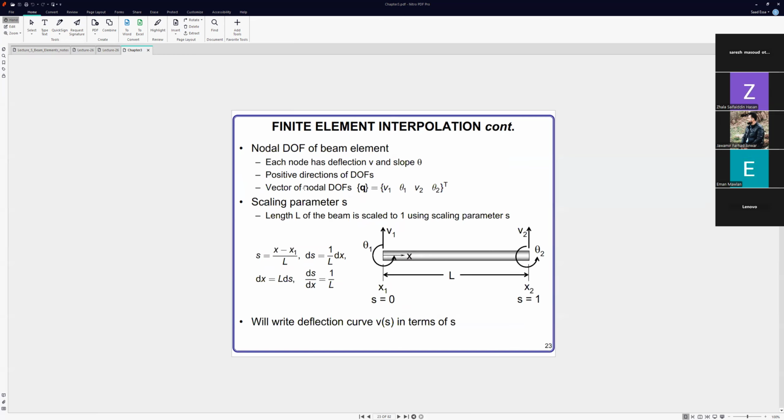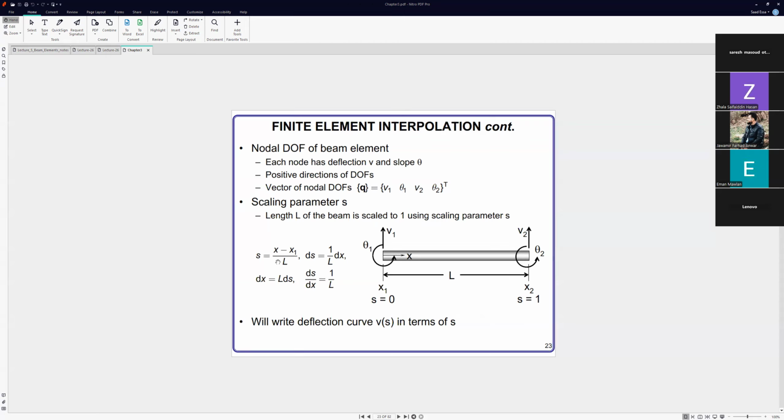Now the nodal degrees of freedom. Each node has a deflection V and a slope theta, with positive directions for the degrees of freedom. So the nodal vector is V1, theta 1, V2, theta 2. We have two nodes for each element.